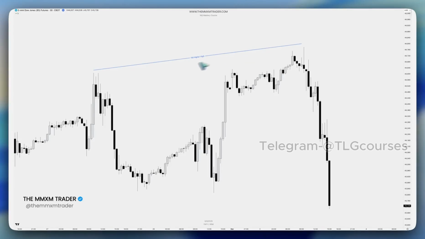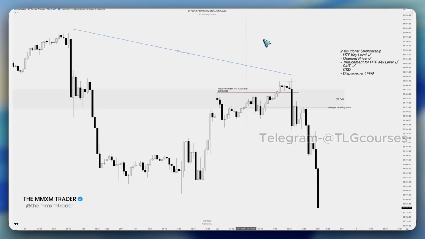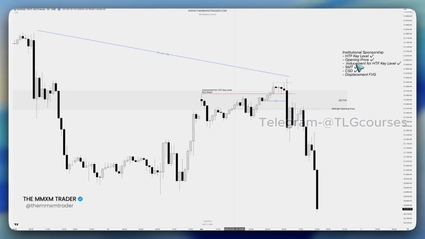And then we want to see SMT. So you can see YM is making a higher high here, and Q is making a lower high, right? So we've checked off 4 of those points. We then have a change in the state of delivery, which occurs. It's the collection of up-closed candles that trade into the liquidity, the buy stops, right?